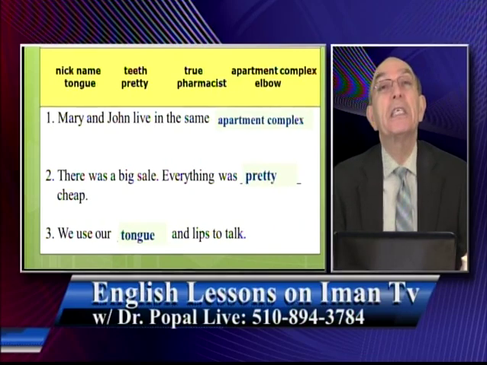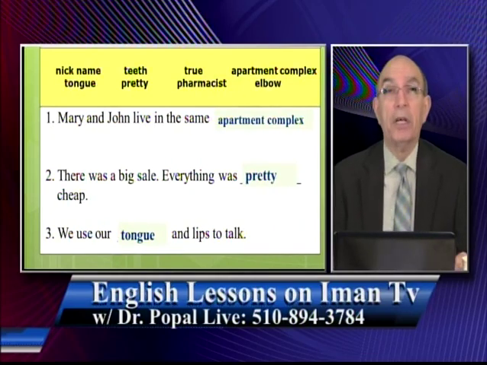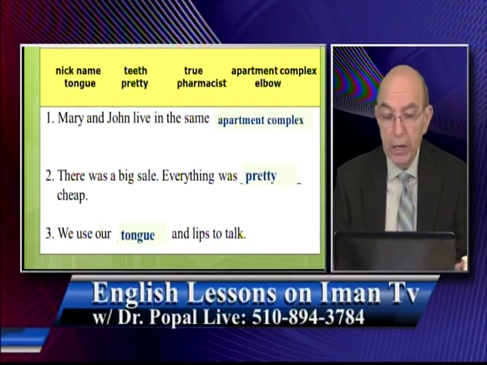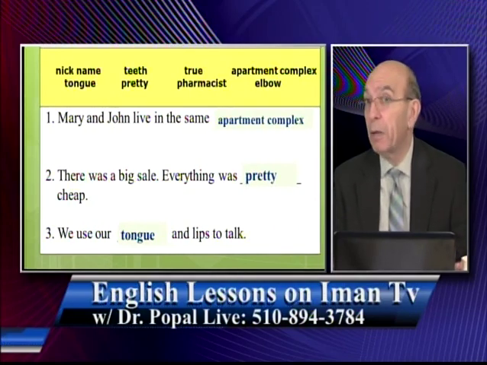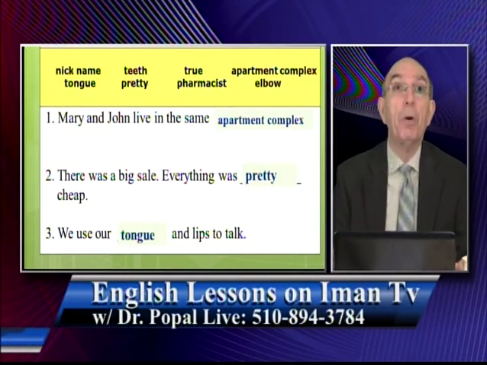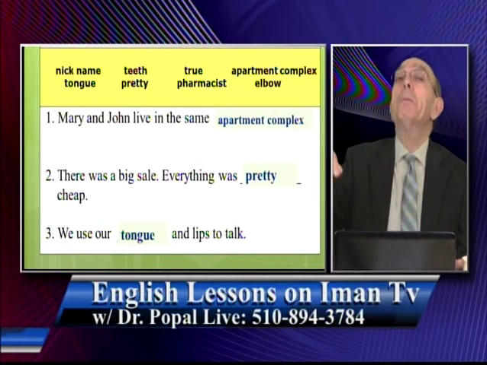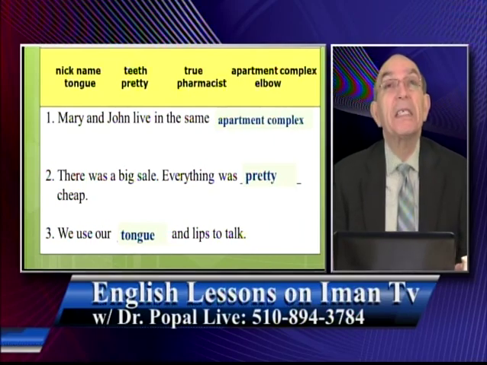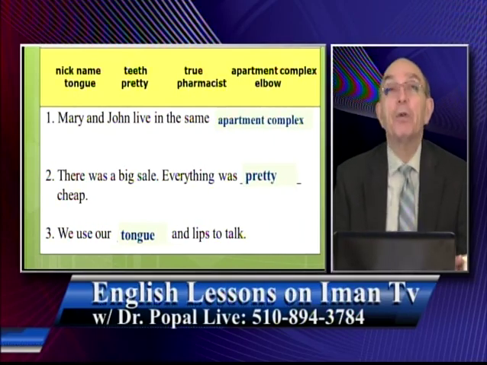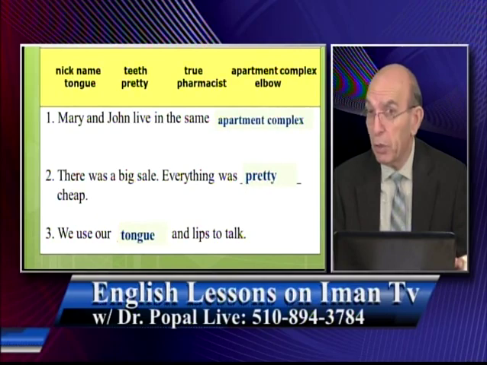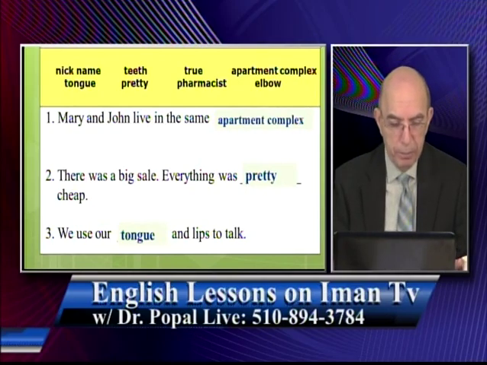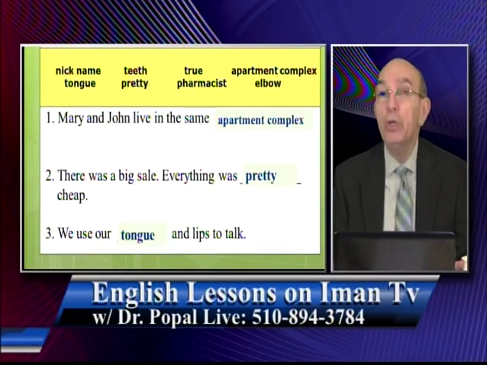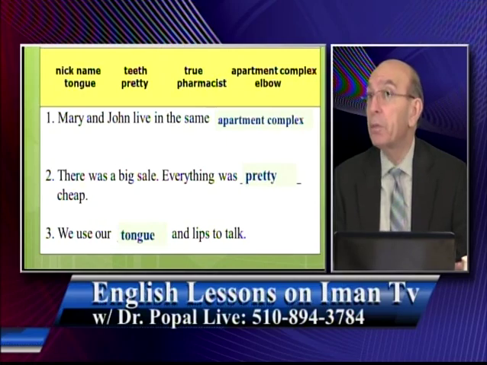Let me read these sentences with the correct words, and then you will go to the next page. Mary and John live in the same apartment complex. Apartment complex meaning apartment building, not same room. There was a big sale. Everything was pretty cheap. Pretty means what? Very cheap. We use our tongue and lips to talk.